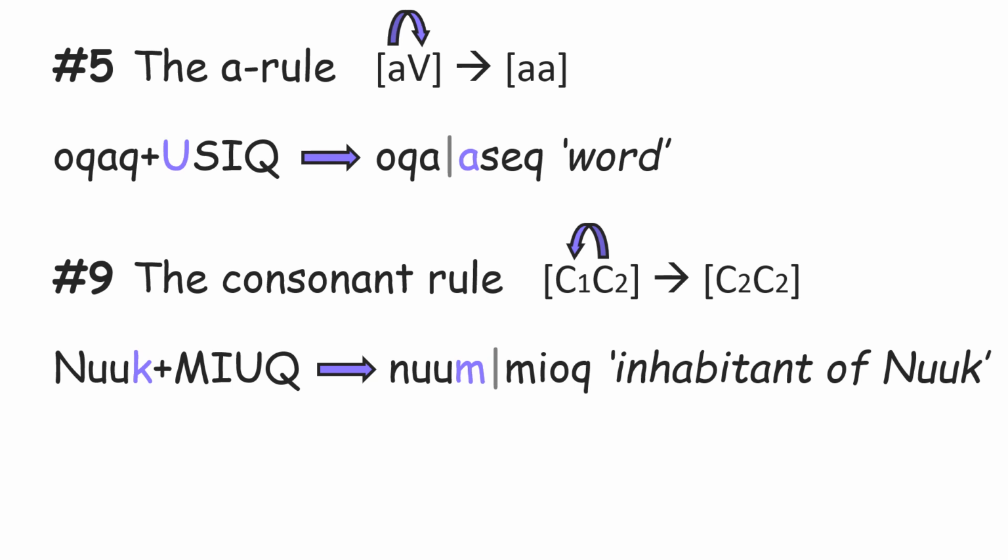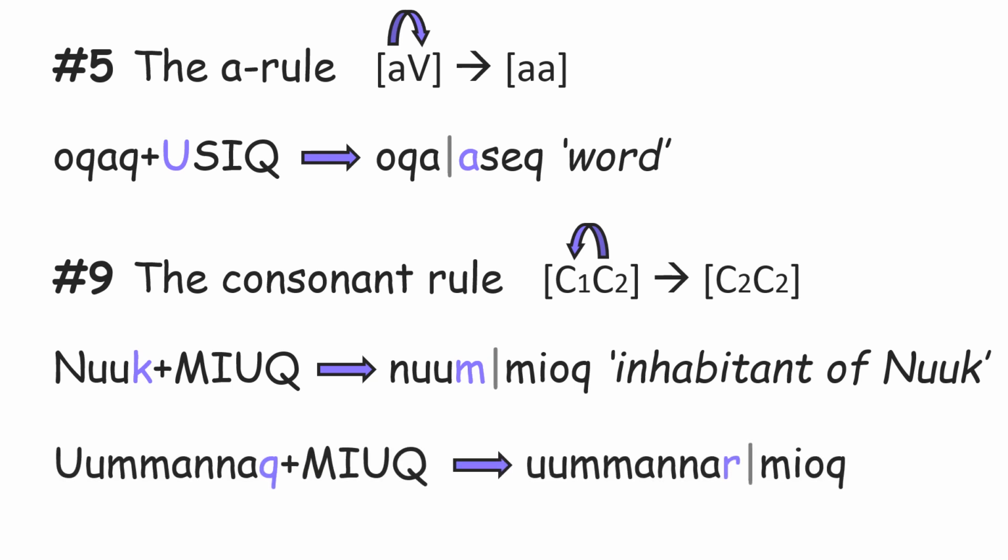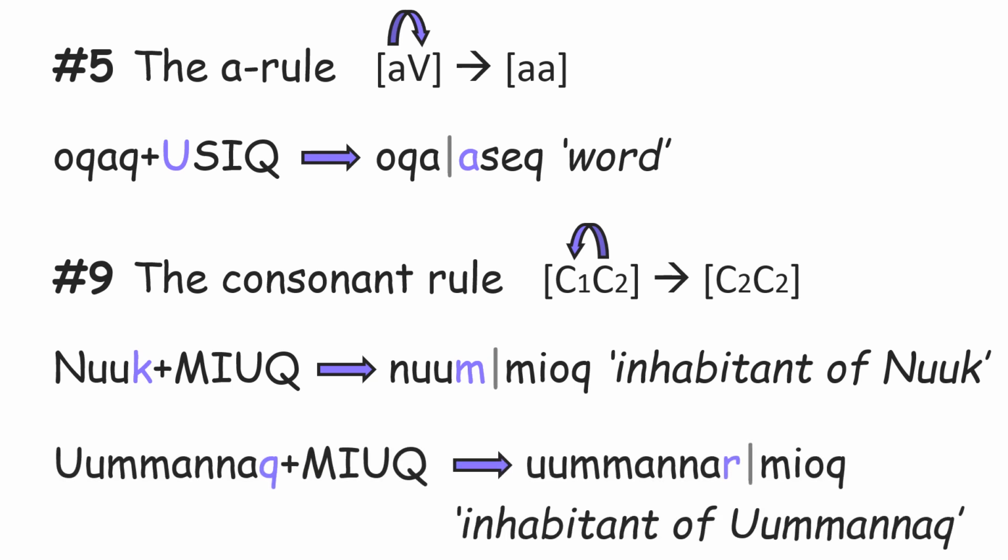Note that the double M in this word represents a long consonant sound. Because of assimilation, no 2 different consonant sounds can ever occur next to each other in Greenlandic words. One of the few exceptions is when the first consonant is a Q, which then becomes an R. For example, if we combine Umenak with Miok, we get Umenamiok, inhabitant of Umenak.